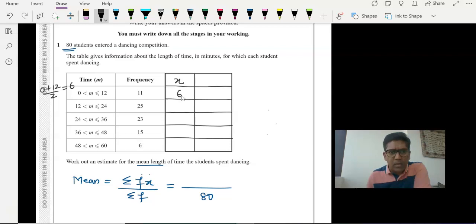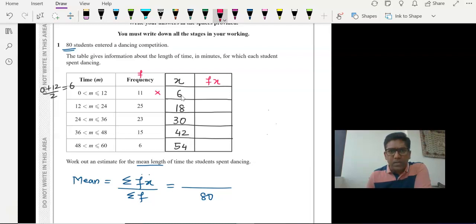The second group is 18. Then the third one is 30. Fourth one is 42, and 48 and 60. The midpoint is 54. Now I need to multiply the frequency with x, so you get your fx column. So you multiply frequency and x.